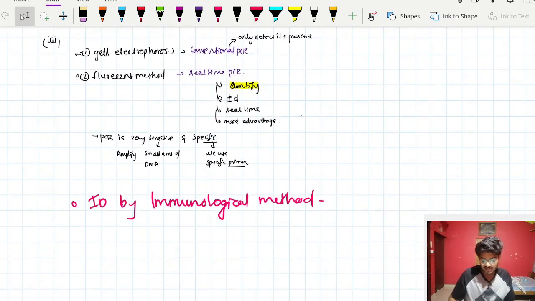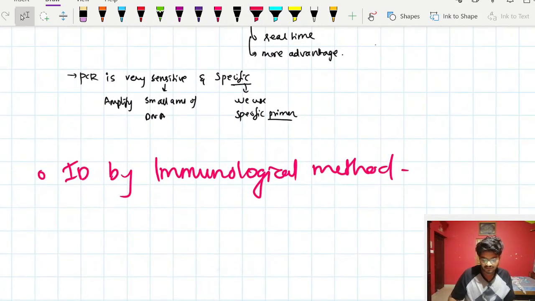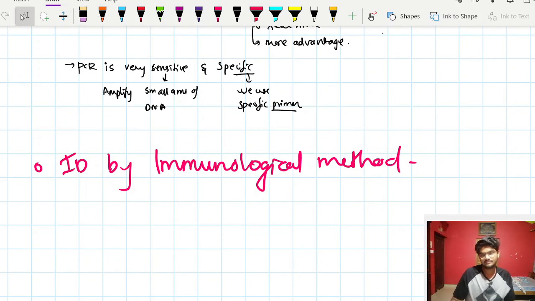The next one is identification by immunological method, which we will deal with in the immunology chapter. So till then, bye. This was a huge topic. Yeah, not that huge. I hope you understand it. Now let us go into the next chapter.